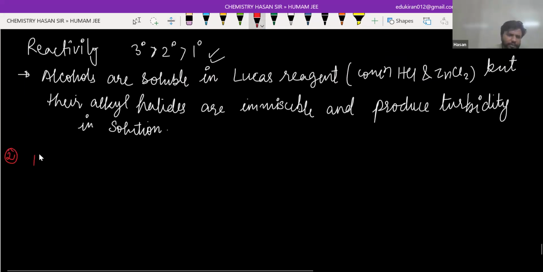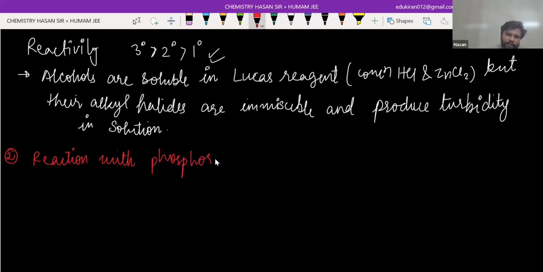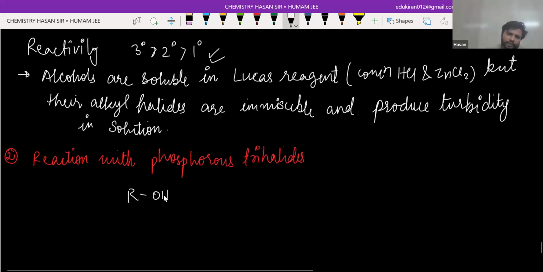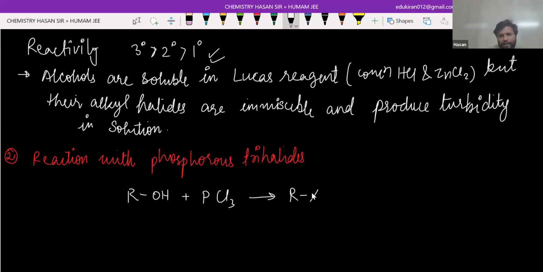That is the reaction with phosphorus trihalide, in the first chapter, haloalkane, while preparing alkyl halide. If you have seen this, you remember ROH is going to react with the trihalide PX3. I'm going to write PCl3. What you get is RX, and here you will get H3PO3.